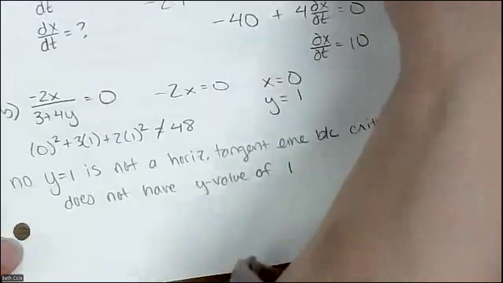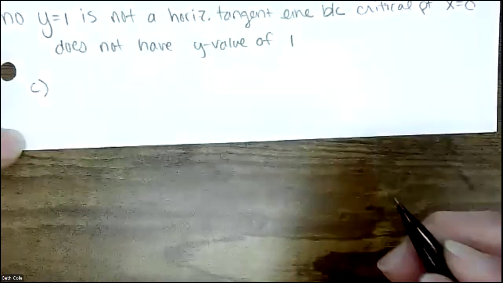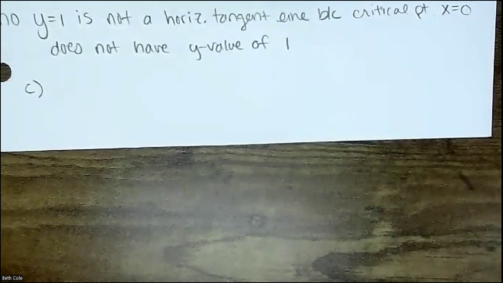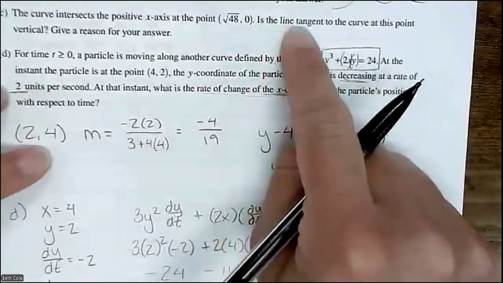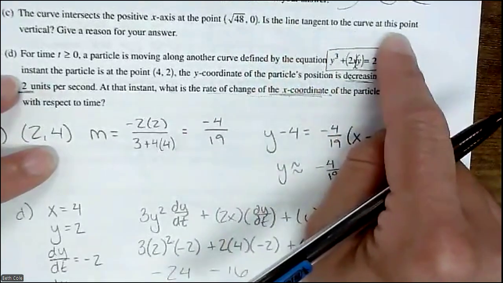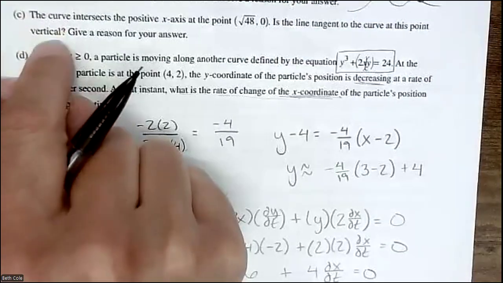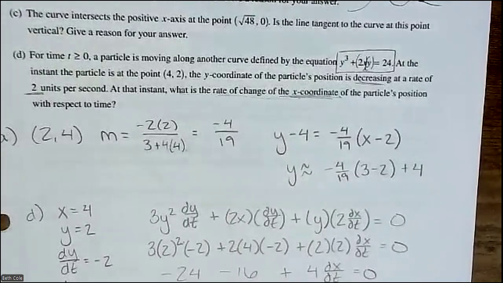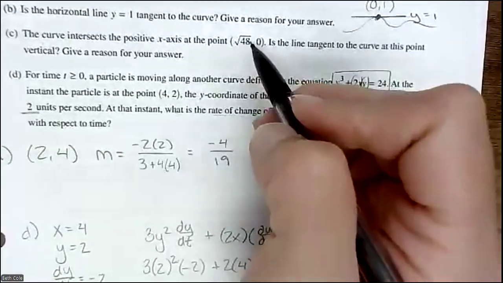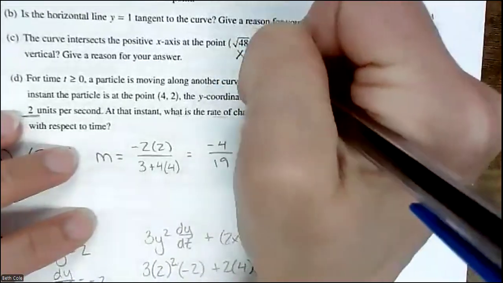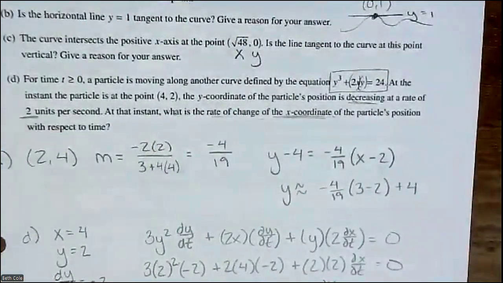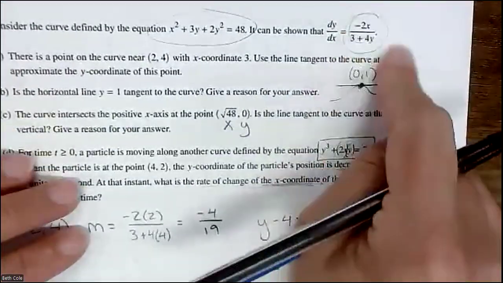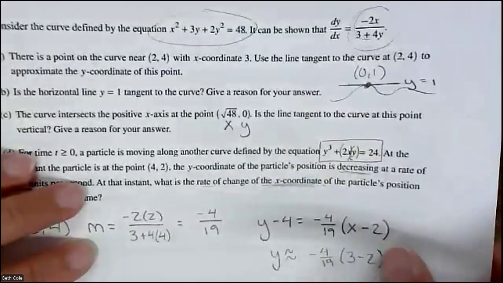All right, last part here, C. All right, the curve intersects the positive x-axis at the point square root of 48, comma 0. Is that line tangent to the curve at this point vertical? To get a 0 slope, the numerator is 0. To get vertical, denominator 0. So what we're going to do is plug this in, square root of 48 for x, 0 for y, into our derivative and see if we get a 0 denominator.